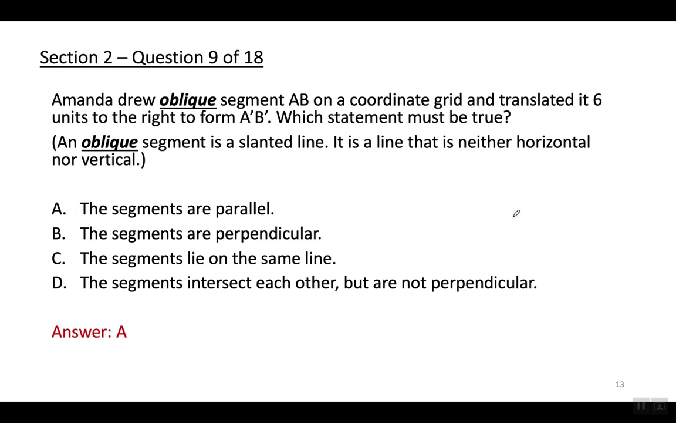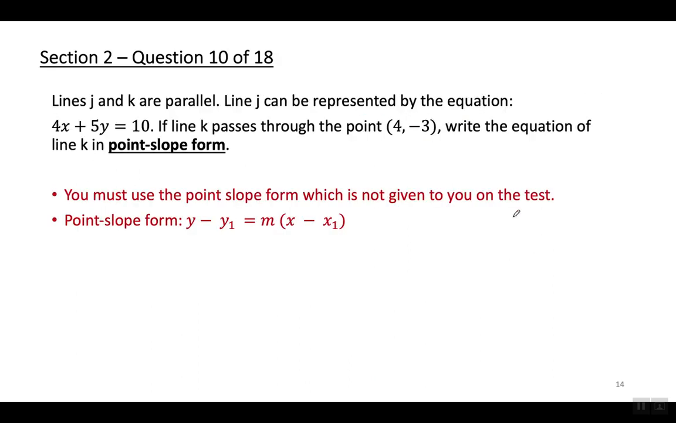Alright, moving on. Lines J and K are parallel. Line J can be represented by this equation. If line K passes through point (4, -3), write the equation of line K in point slope form.